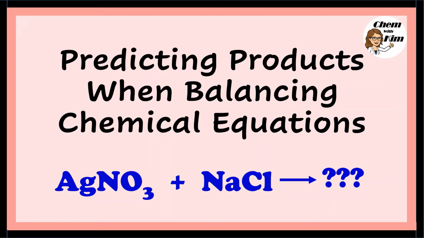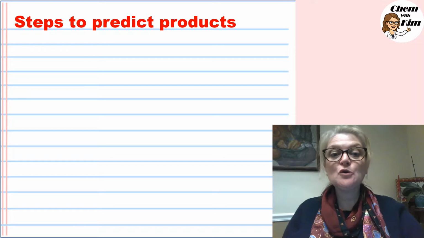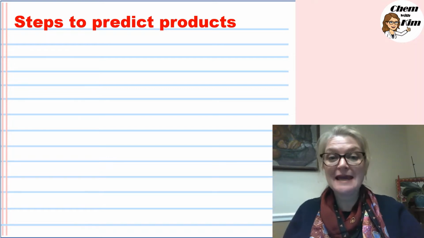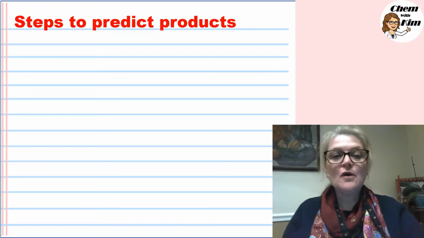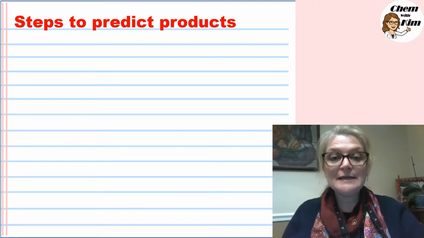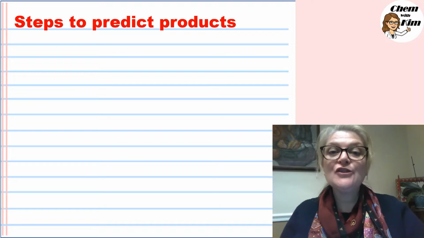Today's topic is predicting products of chemical equations. So many times you're going to be required to balance a chemical equation when all you have in front of you is the reactants and the product side is blank. And you're going to have to determine how the elements on the reactant side are going to rearrange to form products. And there are 4 basic steps that we're going to follow each time that are going to help us figure that out.